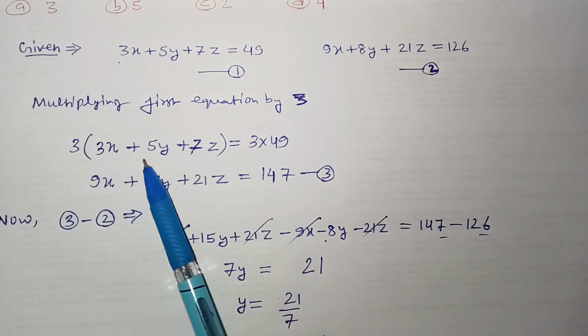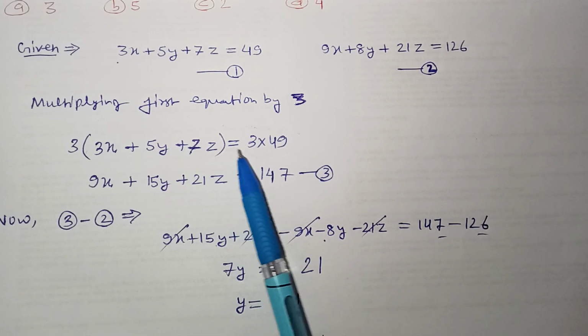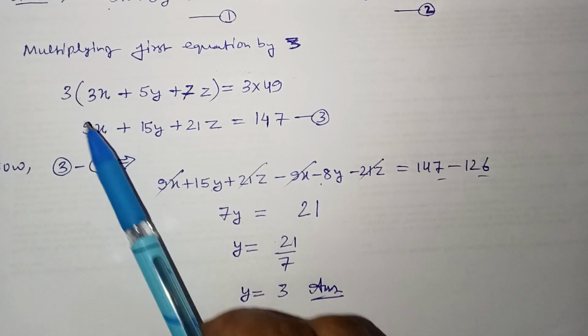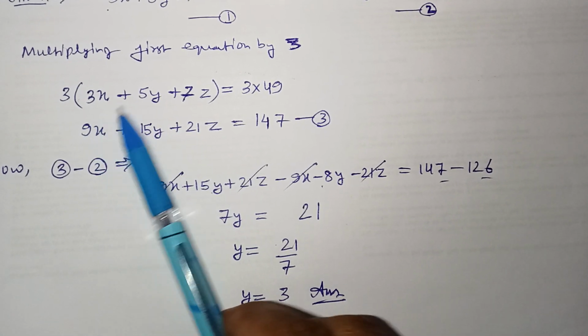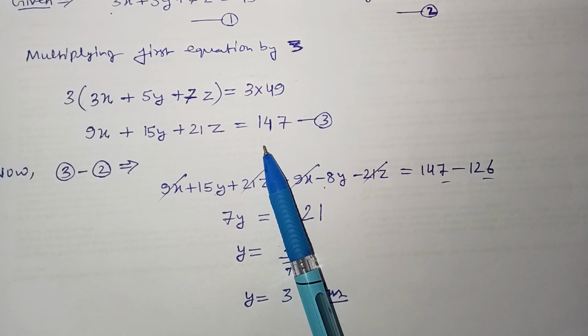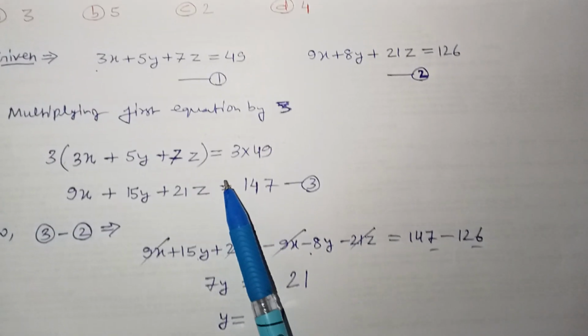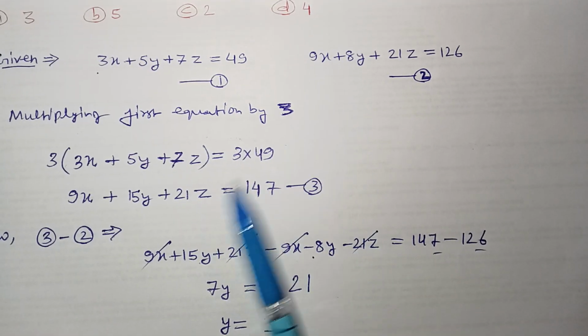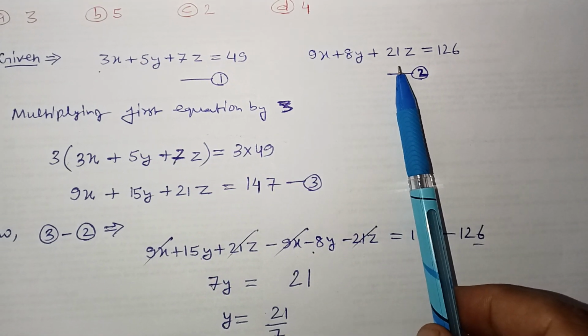3(3x + 5y + 7z) = 3 into 49. 3 into 3, 9x, 3 5s are 15, 3 7s are 21. 3 into 49, 147. Now we got some similarity: 9x, 9x, 21z, 21z.